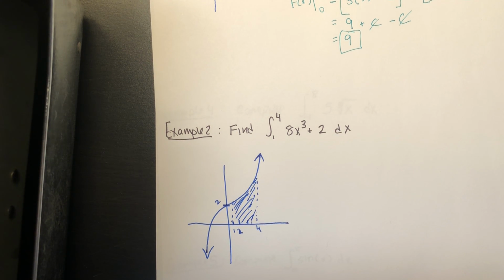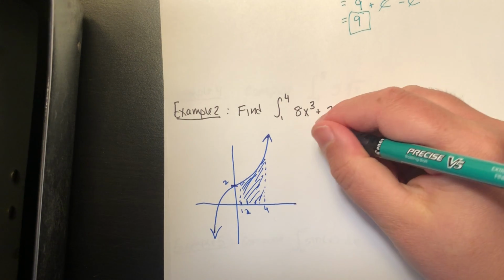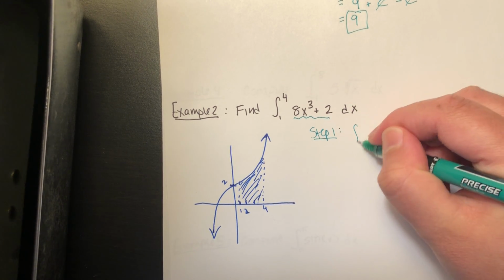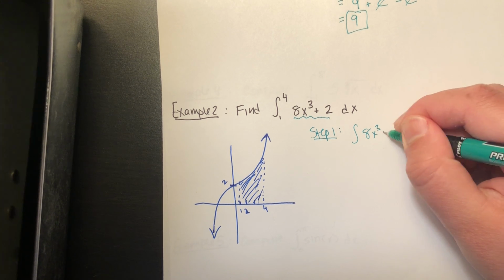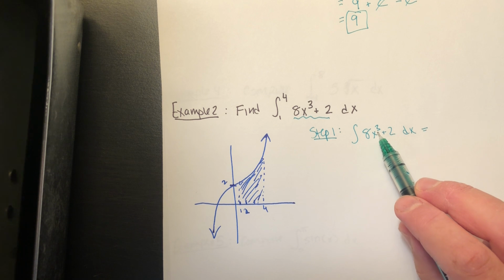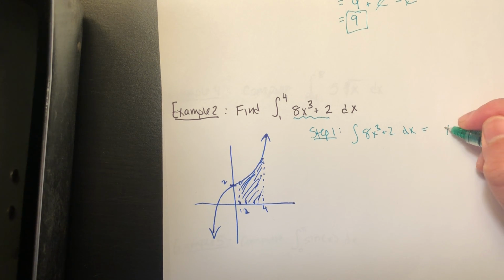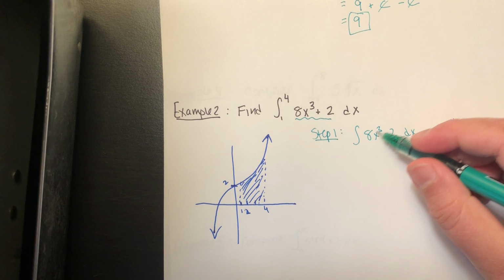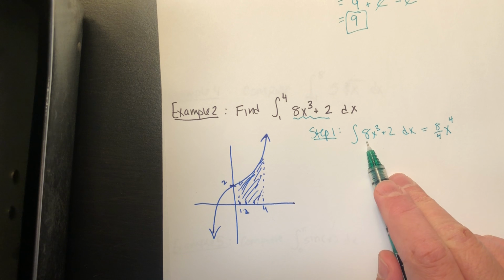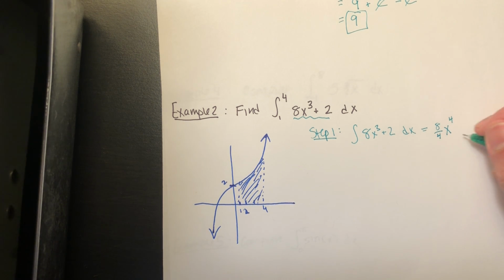And so what we can do is apply the fundamental theorem of calculus. Step 1, find the antiderivative of this function here. The general antiderivative of 8x cubed plus 2 with respect to x, we just have to use the power rule again. So we add 1 to the exponent, so it'd be x to the 4th, and then we divide the coefficient by the new exponent. So we take the old coefficient and divide it by the new exponent, which is 4. Plus the antiderivative of 2 would be 2x, and we have a plus c.